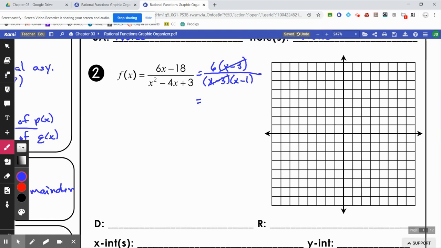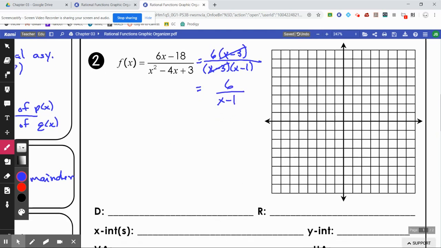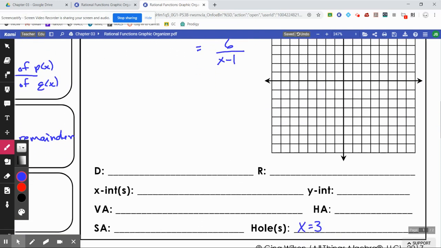And my function now looks like this, 6 over x minus 1. Any point of discontinuity that is still there is going to be a vertical asymptote. So there's going to be a vertical asymptote at 1. So my domain restrictions were x cannot be 1 or 3.